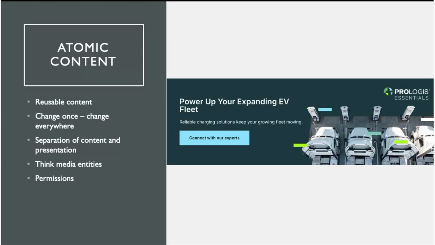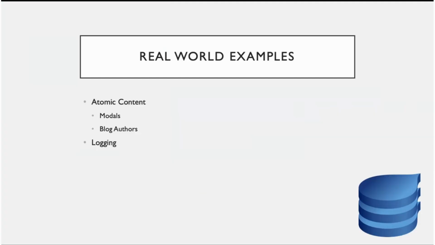Sometimes we might show that image just on a page, or we might show it embedded in content and similar. And one of the things that we are able to do with atomic content is permissions. So, for example, I may not be able to edit everything on the page, but I can edit this piece of atomic content that then gets shared out to other places.